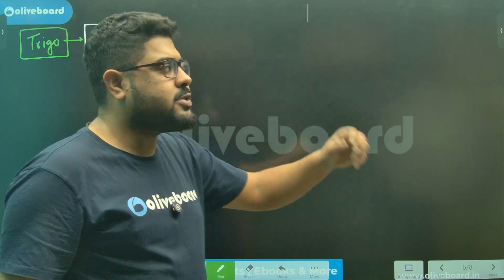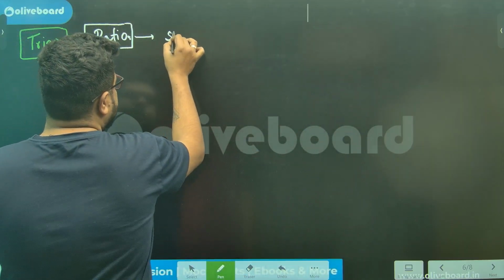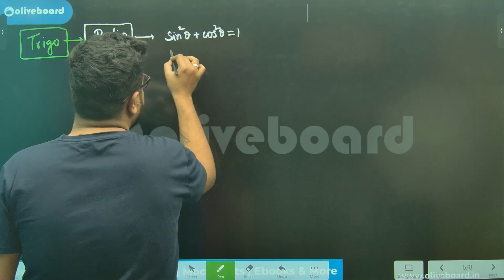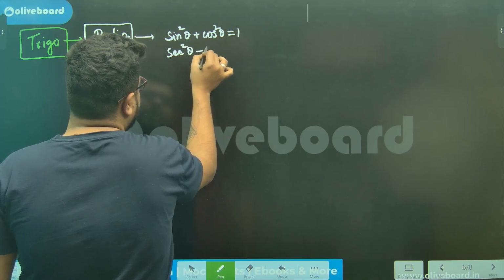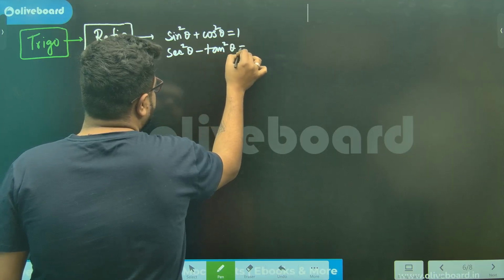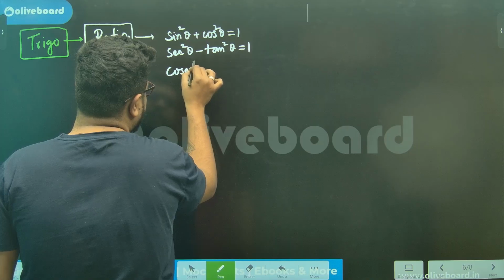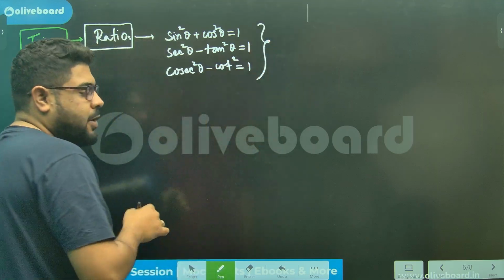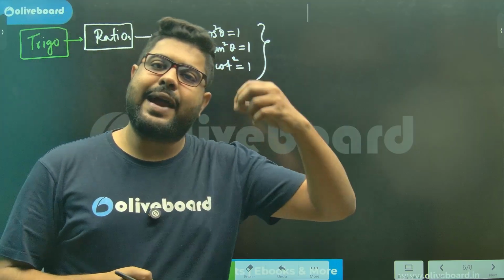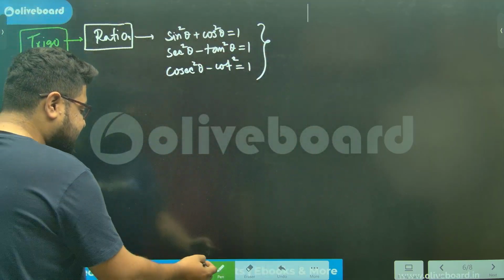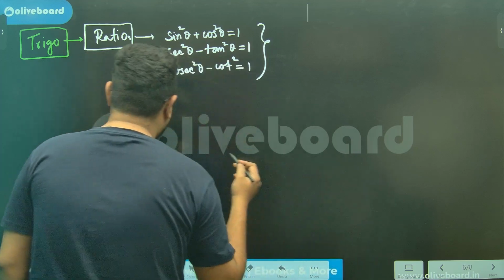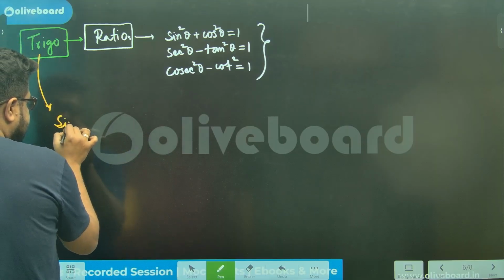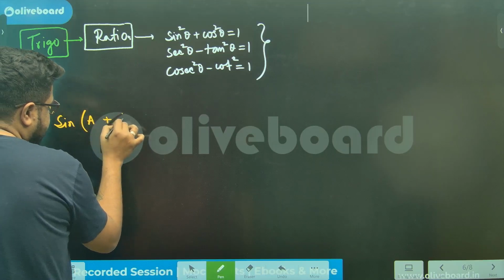Sine square theta plus cos square theta is 1. Sec square theta minus tan square theta is 1. And cosec square theta minus cot square theta is 1. Now, this is not a problem. The problem actually starts from advanced identities. Let me write down a few very important ones. Most important advanced identities, sin(A plus B).